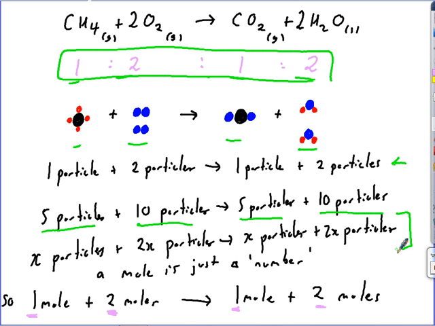x plus 2x particles goes to x plus 2x particles. And as we know, a mole is just a number. And just like in mathematics, we can replace that x with any number we like. So we can turn this ratio of molecules reacting into what we call the mole ratio. So if we happen to burn 1 mole of methane, like down here, that means we need 2 moles of oxygen, and that will produce 1 mole of carbon dioxide and 2 moles of water.